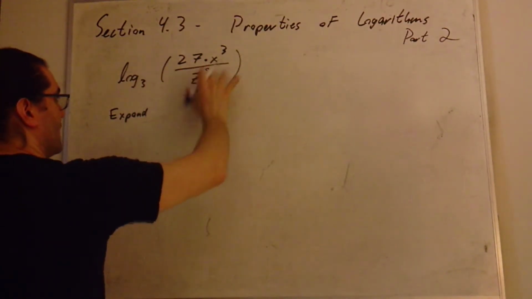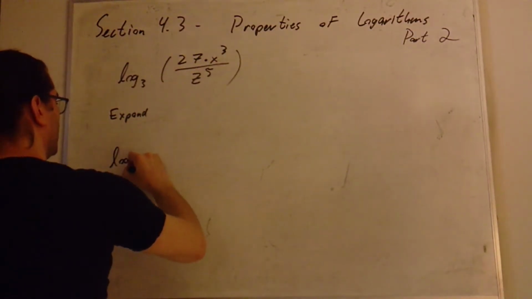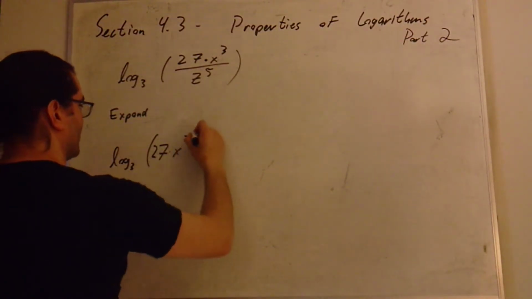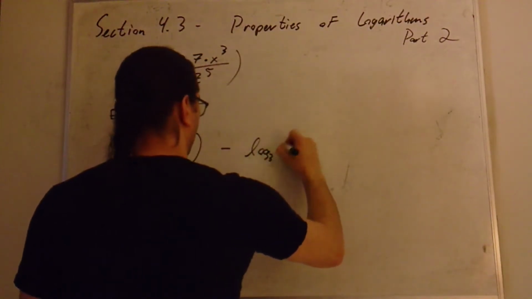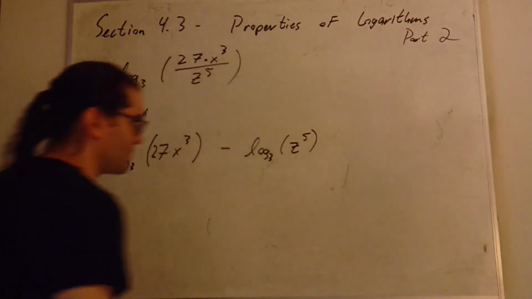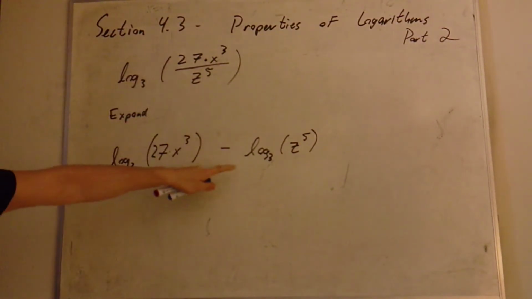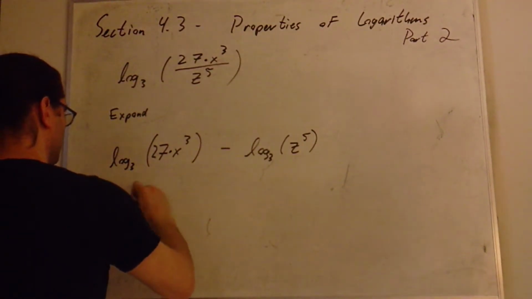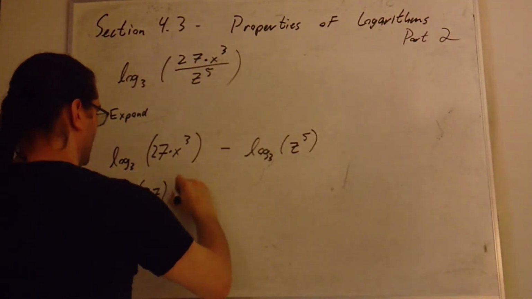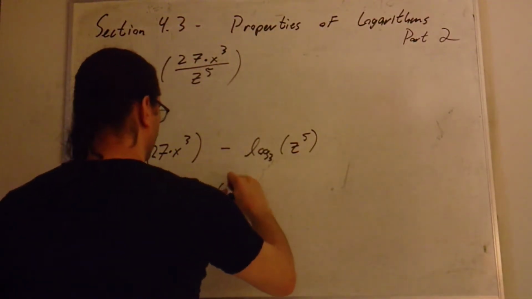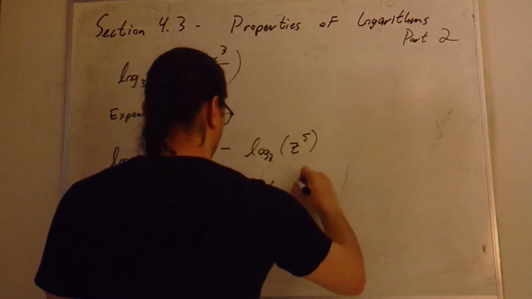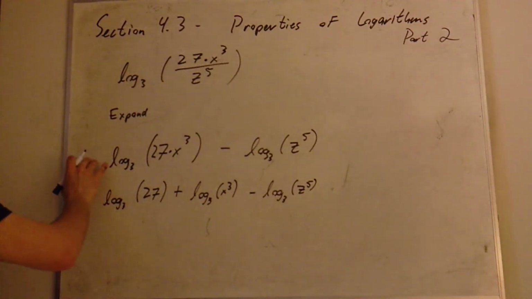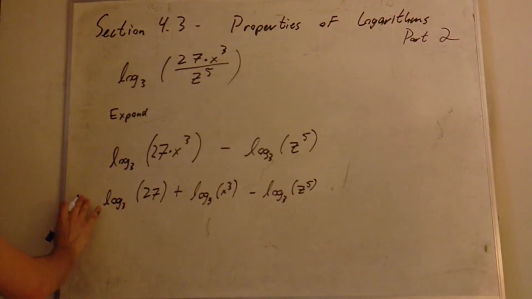I have division in here, so I can right away split that up into the log base 3 of 27x cubed minus the log base 3 of z to the 5th. So the division inside became subtraction outside. Now I have some multiplication I can deal with. So we'll call this the log base 3 of 27 plus the log base 3 of x cubed minus the log base 3 of z to the 5th. This is using the subtraction piece, division into subtraction. This is using the multiplication into addition.